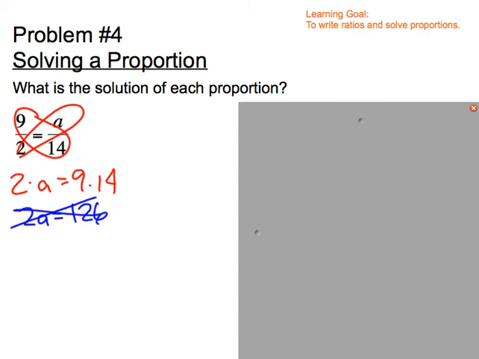I like to have my students leave this as 2 times A equals 9 times 14. I prefer to have my students write this as 2 times A equals 9, which I'm going to list as 3 times 3, times 14, which I'm going to say is 2 times 7.